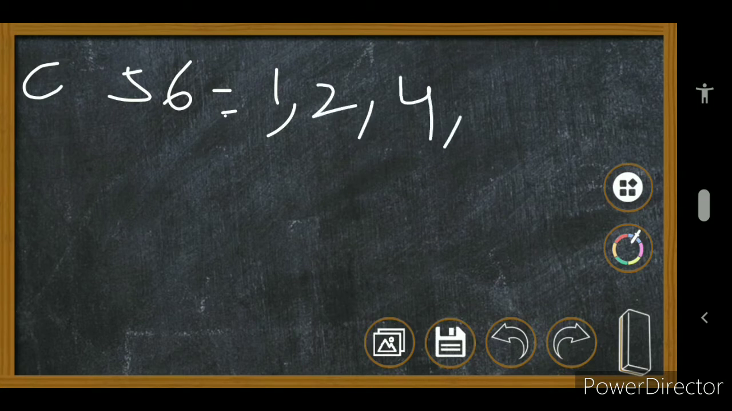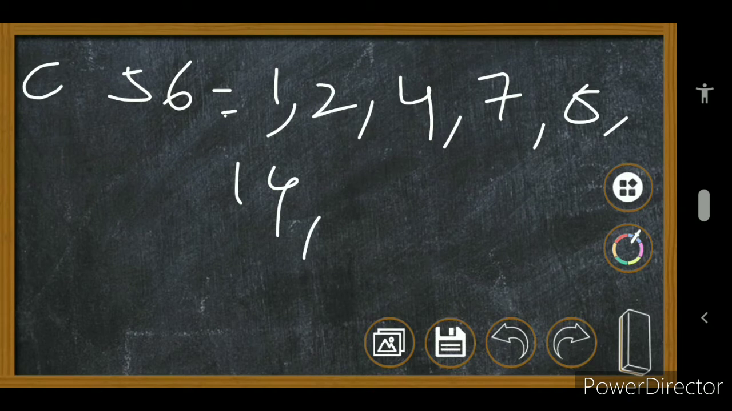Now I will do C. Number is 56. So 56 will go in 1, 2, 4, 7, 8, 14, 28 and 56. I'll erase this. Next we will do D.